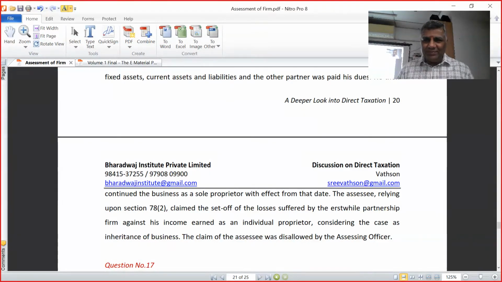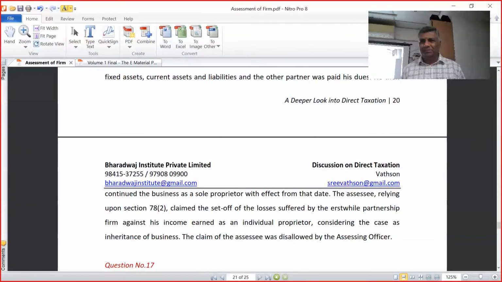Whether it is succession. What are all the types of succession we have seen? Is amalgamation a succession? Yes. Is demerger a succession? Conversion of firm into a company. Conversion of company into LLP. Conversion of sole proprietor into a company. Have we ever seen firm into a sole proprietor as a succession?